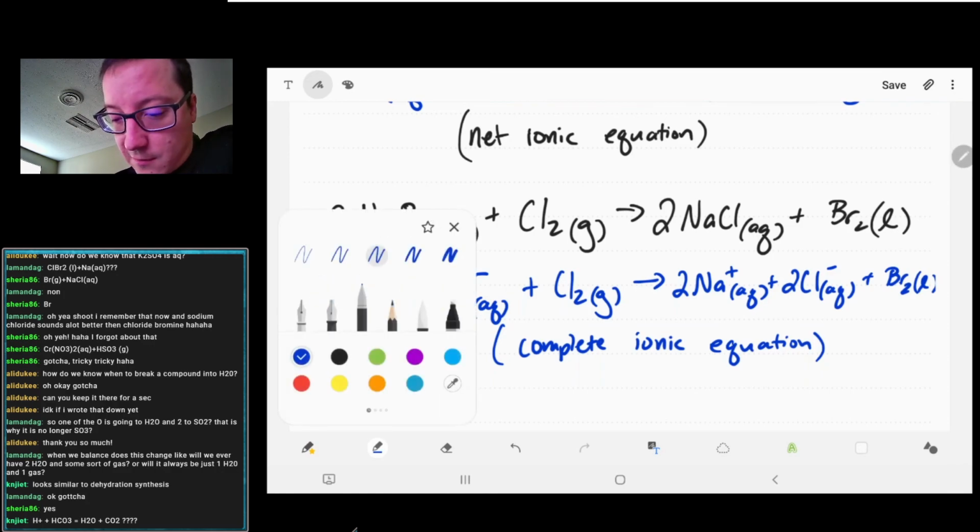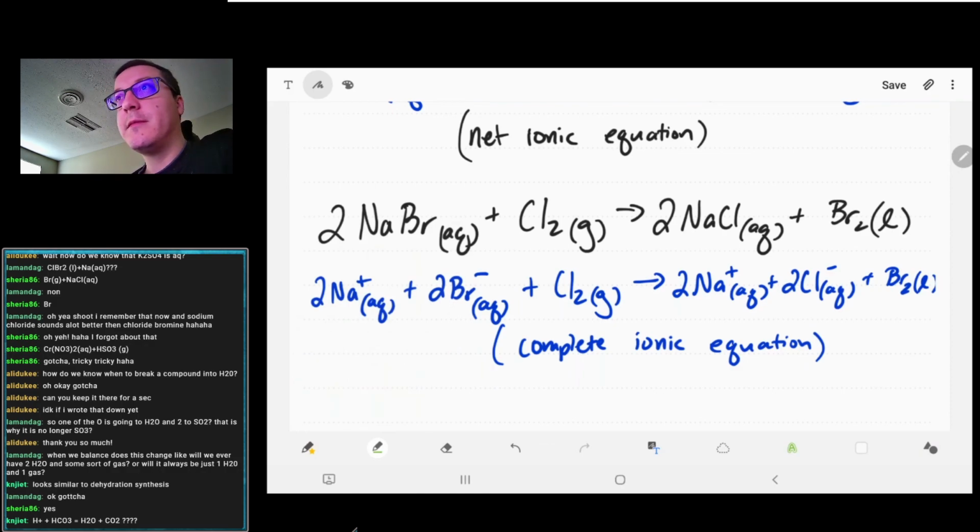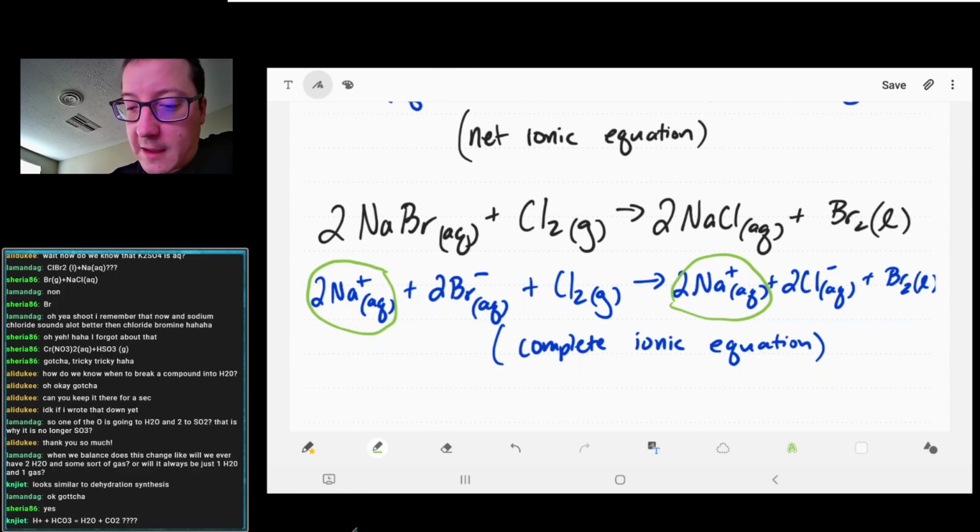Do we have 2Na+ aqueous on both sides of the reaction? Yes, I see 2Na+ on both sides. So remember, it has to be exactly identical. Everything, the coefficient, the charge, the state of matter. Those are exactly identical, so we can get rid of them.